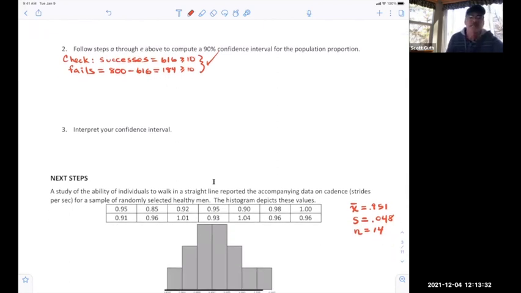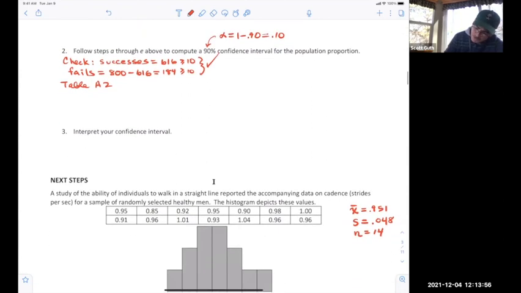Okay, so then the next thing we would probably do is get our z alpha over 2. So if we go to table A2, and note that our alpha here is going to be 1 minus 0.90. So that's 10%, 0.10. Okay, and let me go ahead and put the margin of error formula over here. We'll say E is z sub alpha over 2 times the square root of p hat q hat over n.